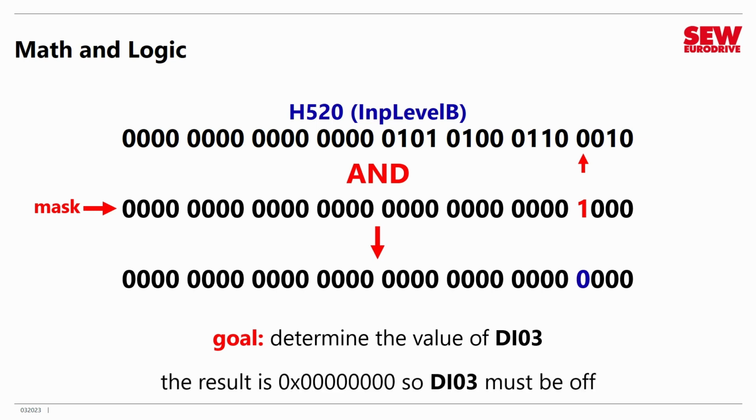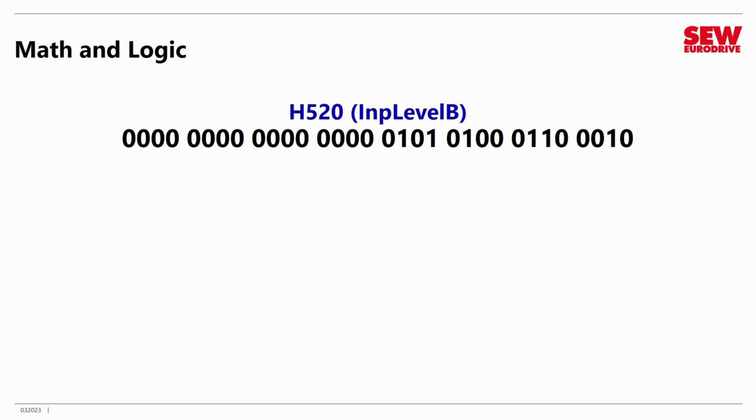So if the result is 0, that's hexadecimal 0. I did that because I didn't have room to write 32 bits. DI03 is off. Let's look at another one where it's on.